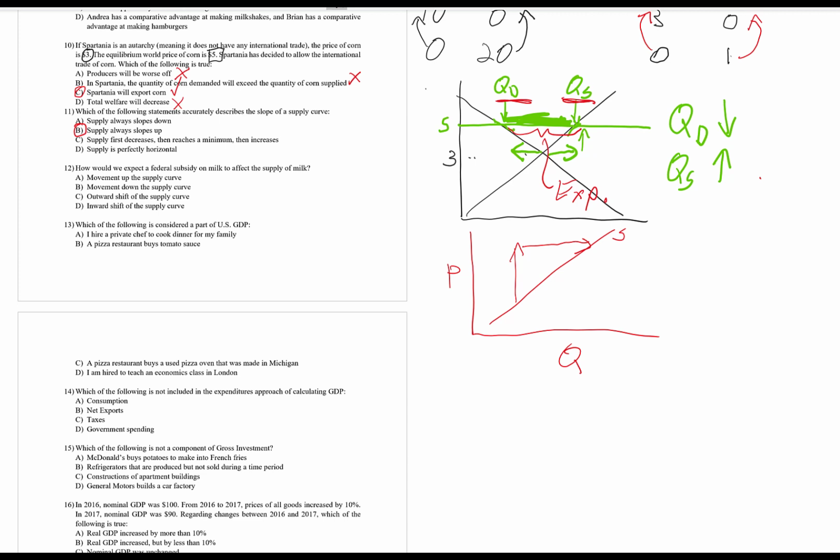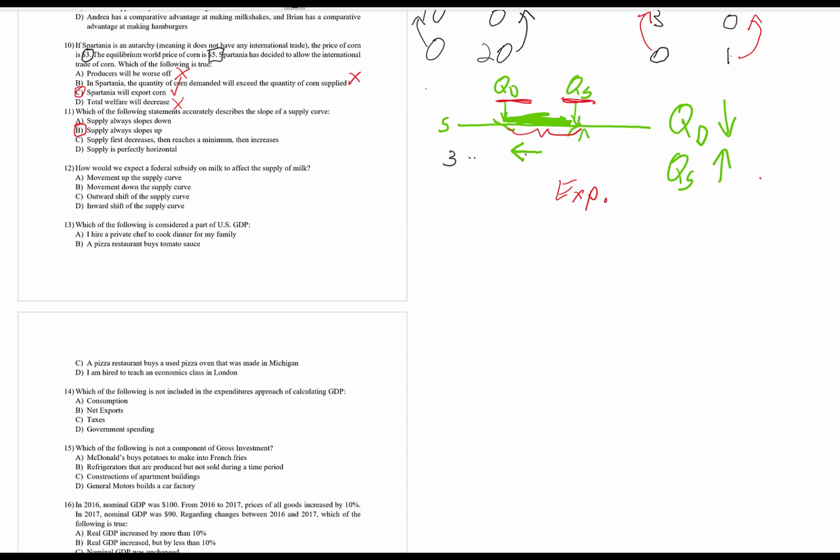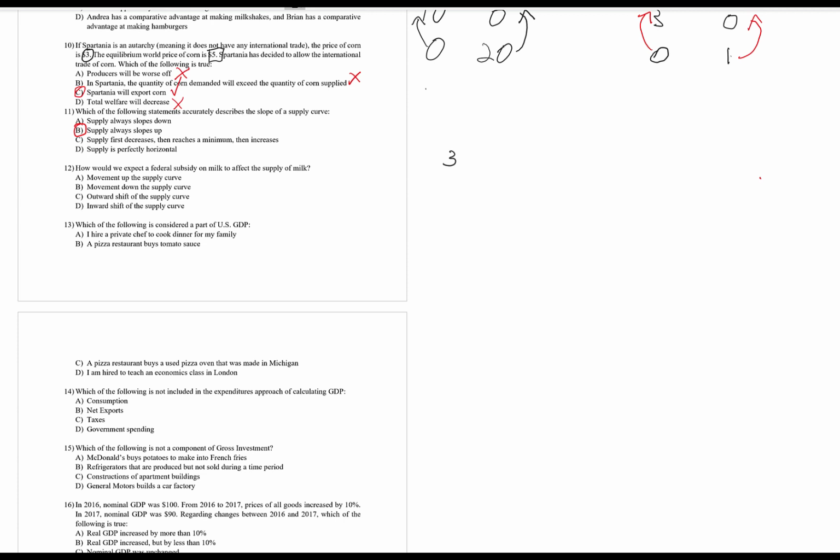A federal subsidy on milk. Subsidies are an example we had of a supply shifter. So what a subsidy for milk will do is get companies to produce milk. That encourages milk production. So that shifts supply out or to the right.